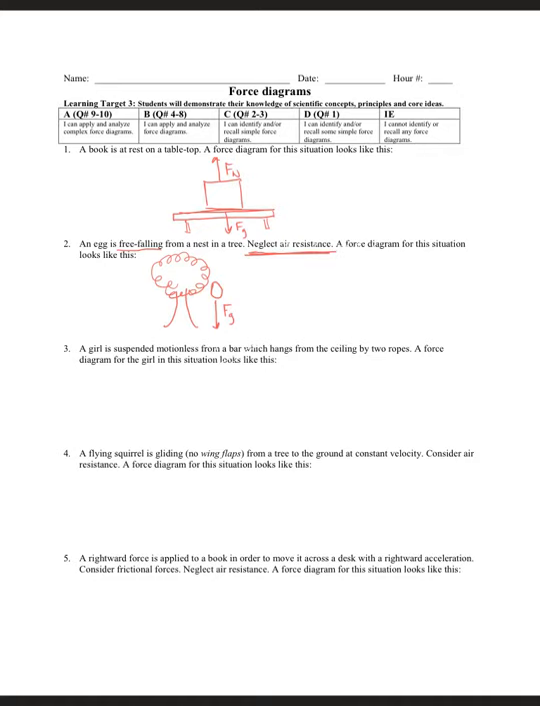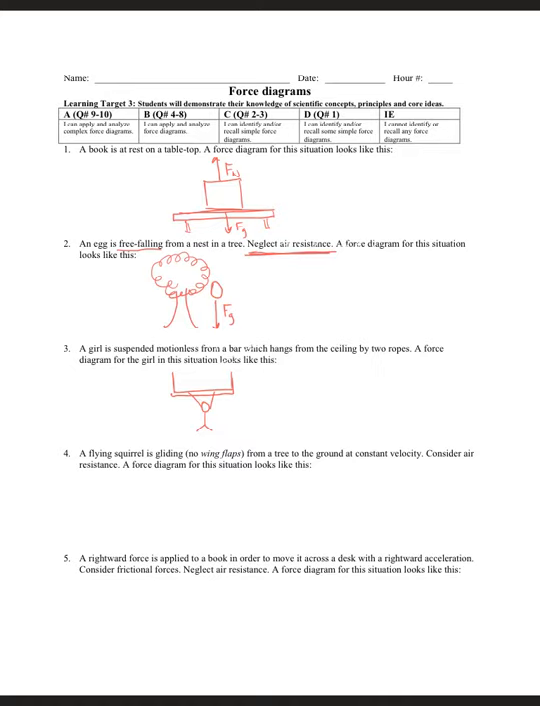All right, so a girl is suspended motionless from a bar which hangs from the ceiling by 2 ropes. Okay, so here are 2 ropes. Here's a bar. And we have a little person here, hanging on for dear life. A force diagram for the little girl would look like what?